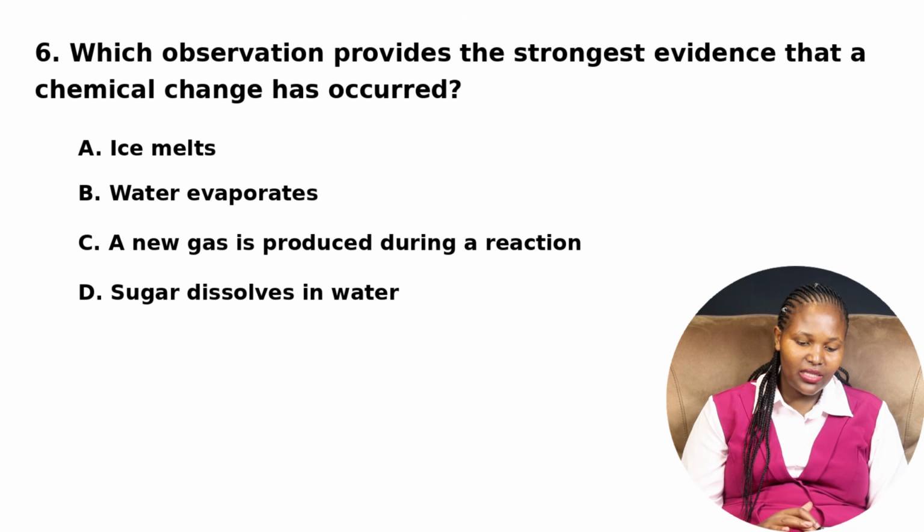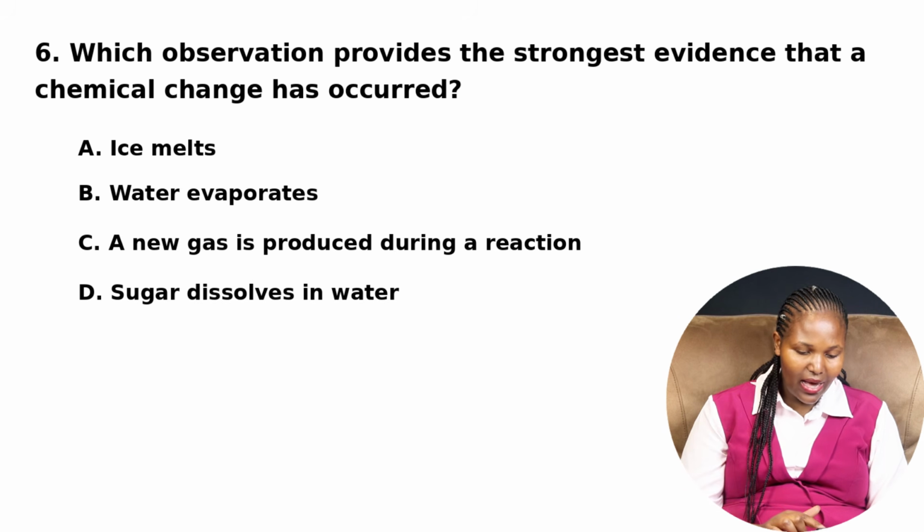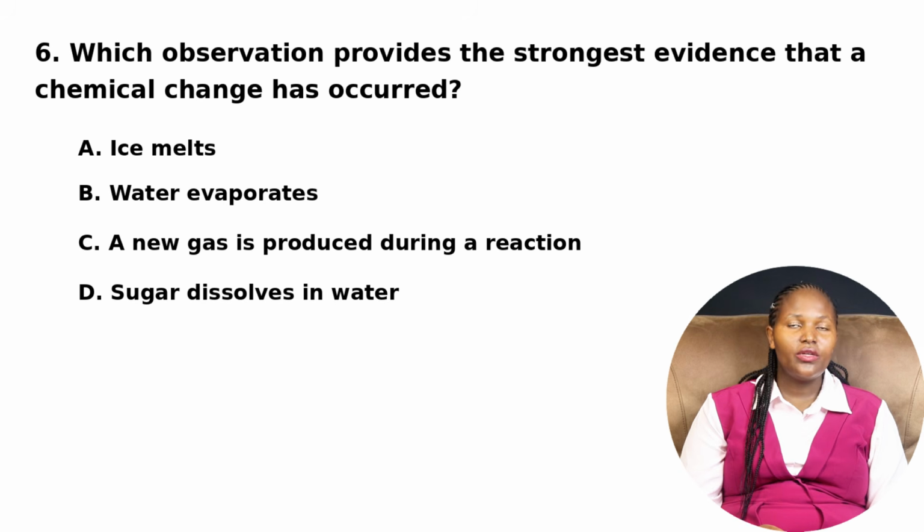Which observation provides the strongest evidence that a chemical change has occurred? Then we have ice melts, water evaporates, a new gas is produced during a reaction, and sugar dissolves in water. So in this question, the correct answer is C, a new gas is produced during a reaction. Why? Because gas production can show that a new substance was formed. When a reaction occurs and then you see gas, that shows that a new substance was formed.